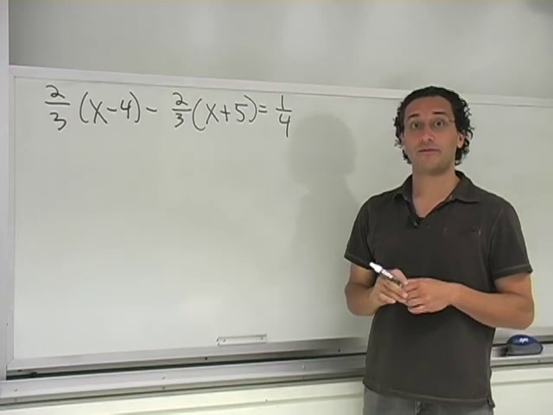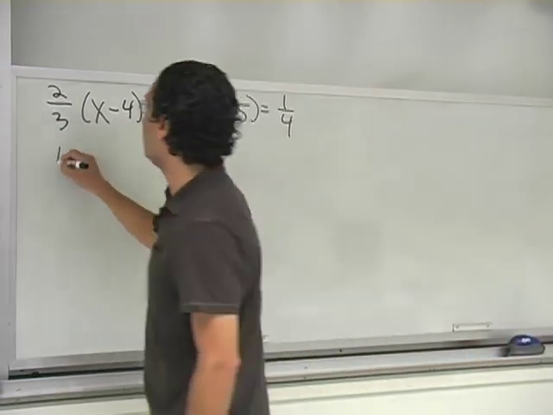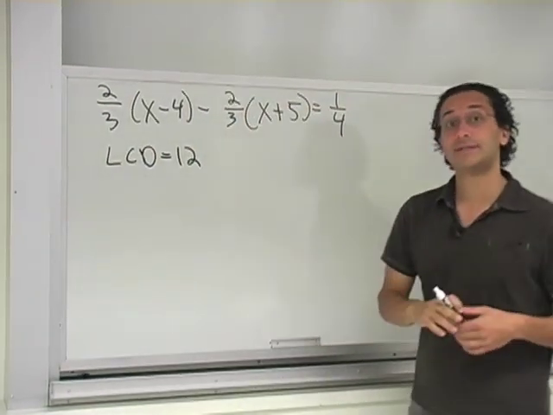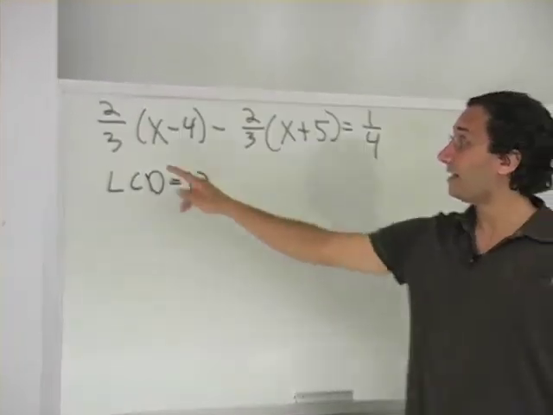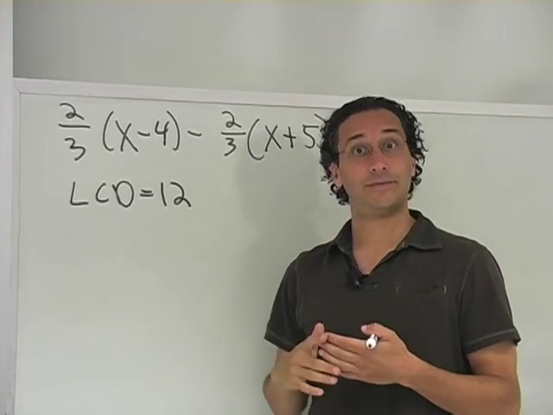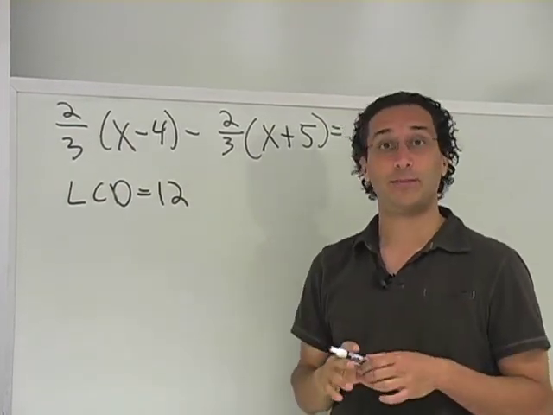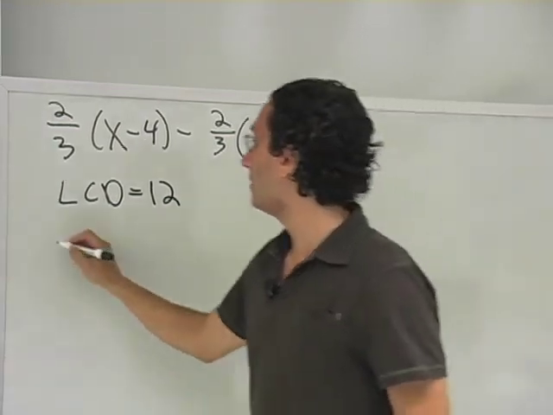So why did I pick 12? Well, 12 happens to be the least common denominator. And the least common denominator is the smallest number that each of these guys divides into. So since they divide into that number, we won't have a fraction anymore. So let's take a look.